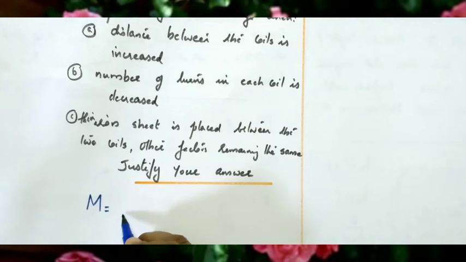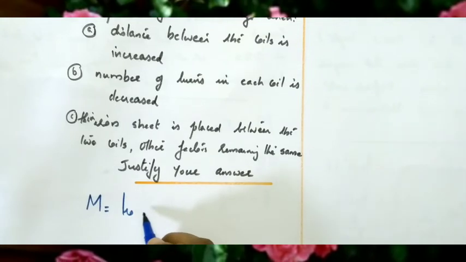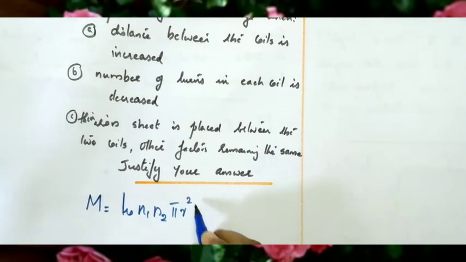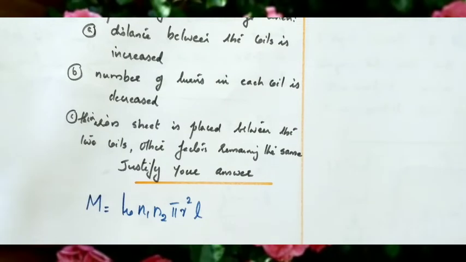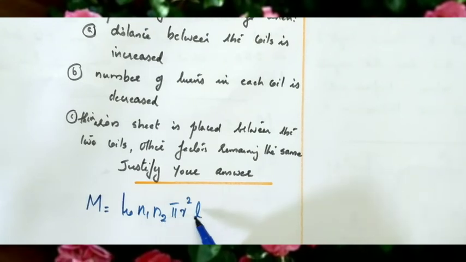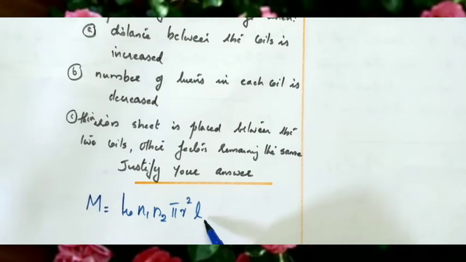M equals mu 0 N1 N2 pi r square into L. This is the formula, or area into L. Mu 0 N1 N2 pi r square L. N1 and N2 are the number of turns per unit length. R represents the radius of the inner coil and L represents the length.